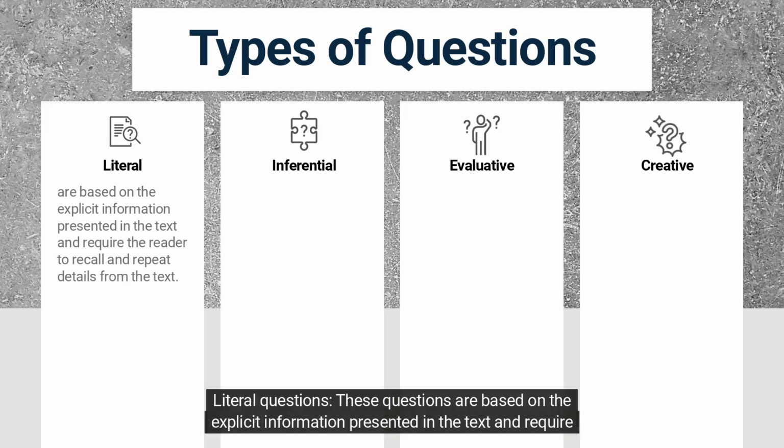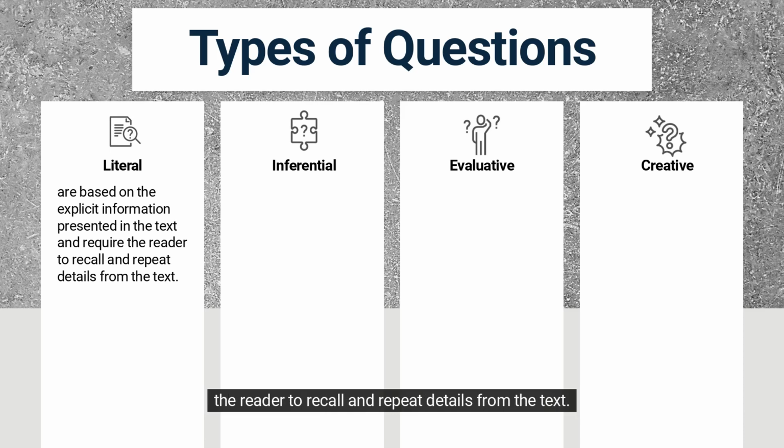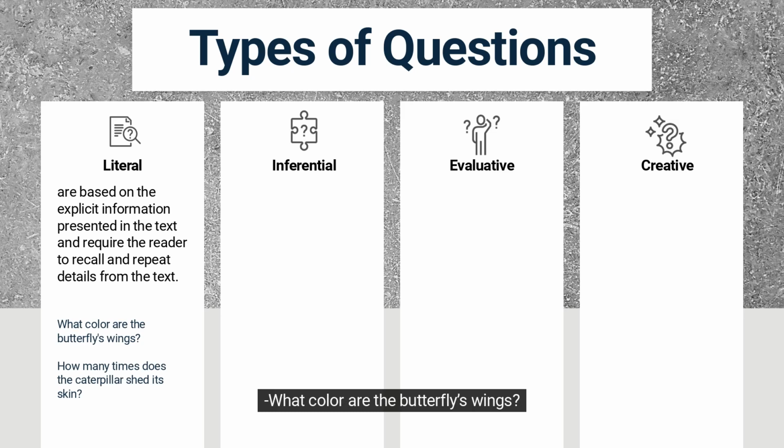Literal questions. These questions are based on the explicit information presented in the text and require the reader to recall and repeat details from the text. Some examples of literal questions are: what color are the butterfly's wings? How many times does the caterpillar shed its skin?